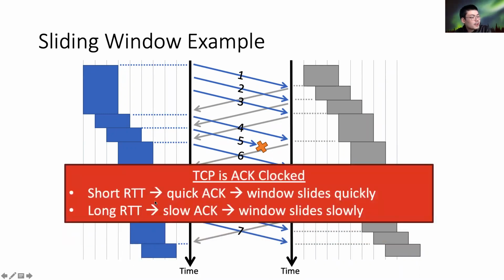So the short round trip time, RTT means round trip time. This is the time it takes for you to go there and then the acknowledgement to come back. If you have a shorter round trip time, you have a quicker acknowledgement. This packet is acknowledged faster, so the window slides quickly. On the other hand, if you have a long RTT, your two communicating parties are very far away, then the window will slide slowly. I hope this is very intuitive.